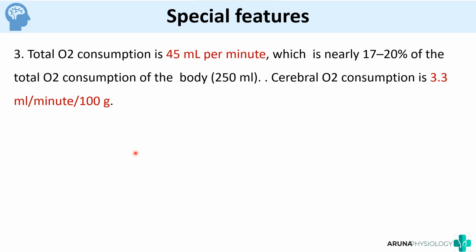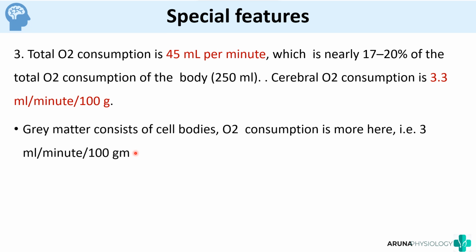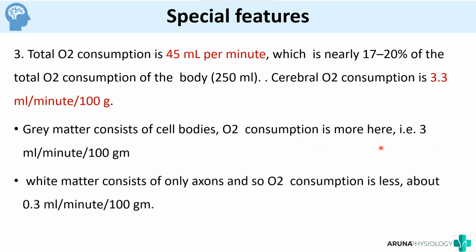Now another difference is that the gray matter and white matter have differential oxygen consumption. Gray matter, because it mainly consists of cell bodies, has an oxygen consumption of around 3 ml per minute, whereas white matter, which contains only axons, is much lesser, around 0.35 ml per minute.